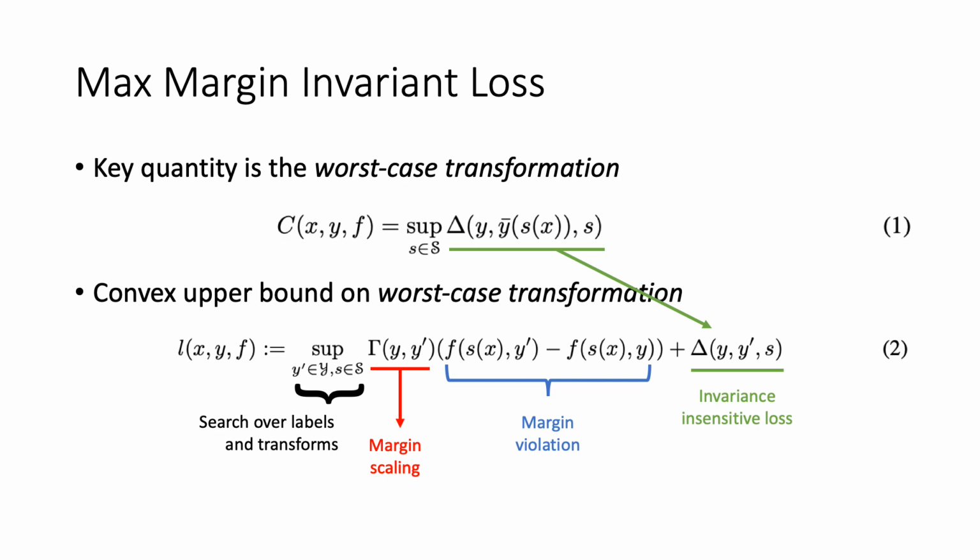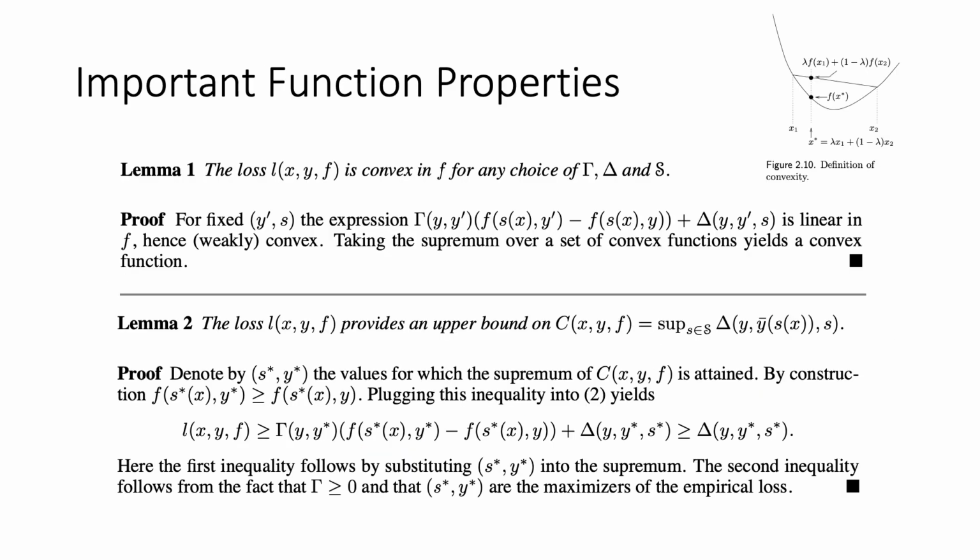So I want to point out 2 important function properties. One is that the loss function is always convex, which means that we can scalably optimize it with whatever convex optimizer we feel like. It's proven by this first underlined blue equation here. It basically shows that the loss function is linear in F, and so we'll always return a convex function.